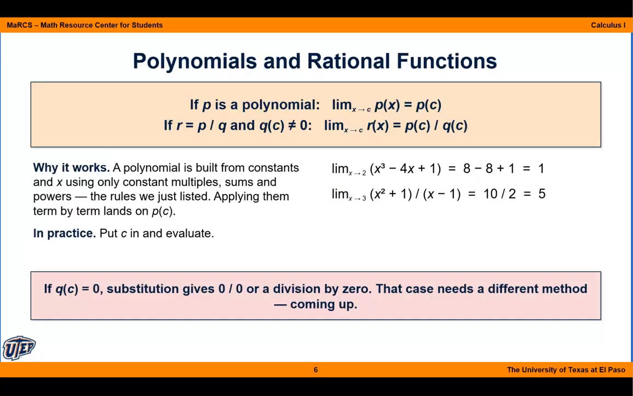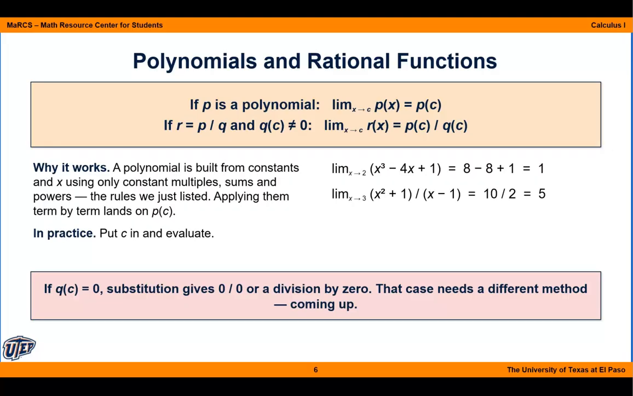The limit laws give us a very useful conclusion about polynomials. A polynomial is constructed from constants and powers of x, using addition, subtraction, and multiplication. Because each of these operations obeys the limit laws, we can evaluate the limit of a polynomial by substituting c for x. For the first example, substitute 2 for x and simplify. The result is 1.